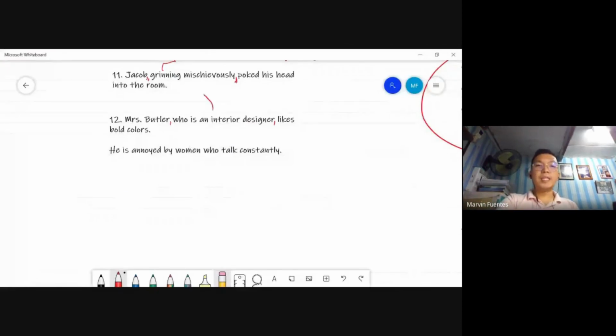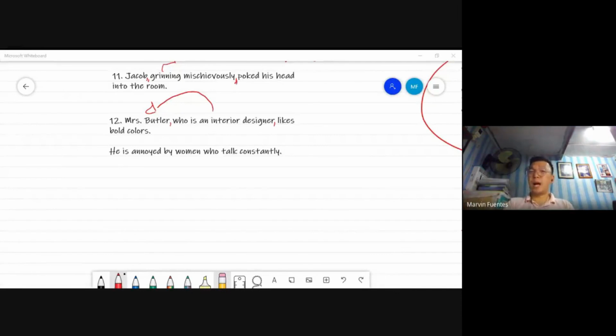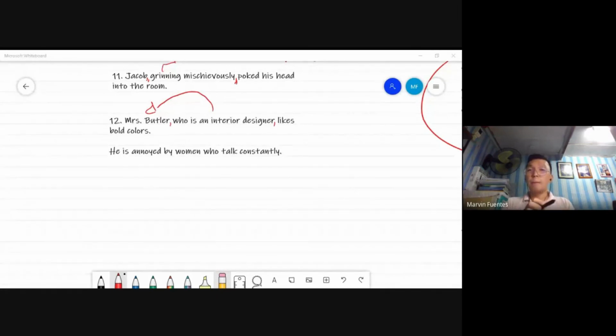Why? It says something about Mrs. Butler: who is an interior designer. There are other succeeding words, so it would be a comma appositive if it were Mrs. Butler, comma, interior designer. But there is an interrogative pronoun who plus another group of words. That is why it is called a clause, an adjective clause. So again, this is not necessary. It's okay to remove it and put commas on both sides.